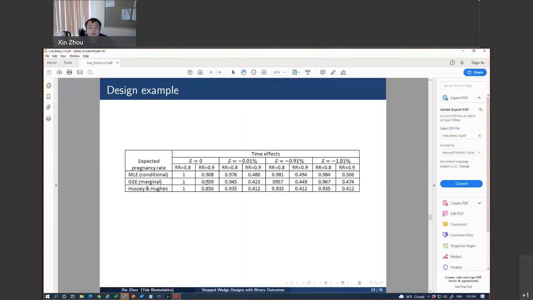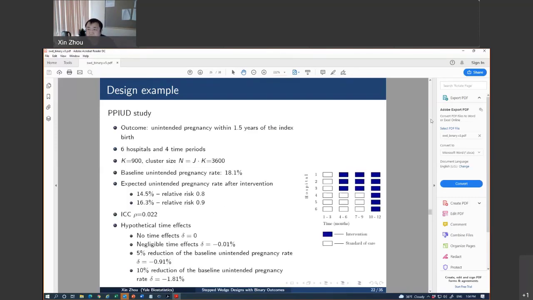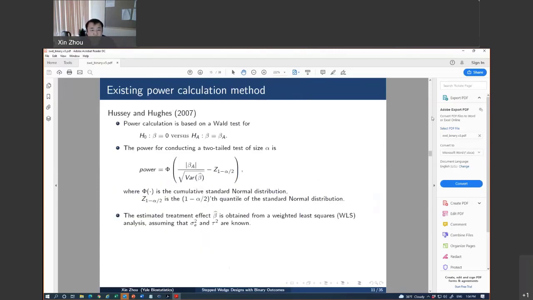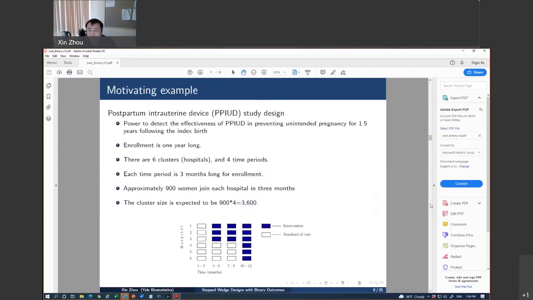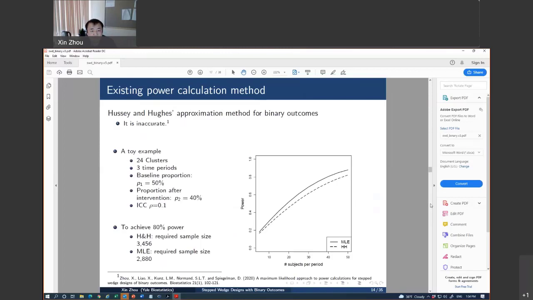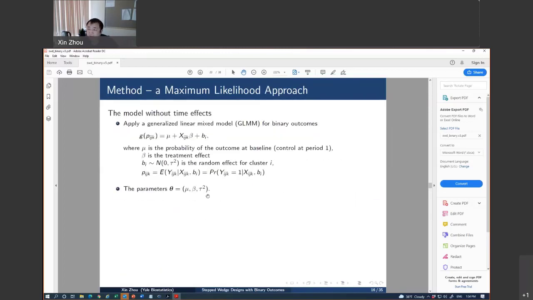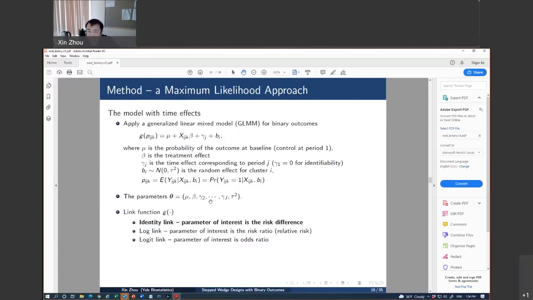Yeah, that's because for the model without time effect, there's only 3 parameters. That is mu, beta, and the tau square. But for the model with time effect, there are more parameters. There are j plus 2 parameters. When the number of periods is large, and when the j is large, the number of parameters changes a lot between the model with time effect and the model without time effect. So that's the reason why the model with time effect has quite low power, even though the time effect is very small.